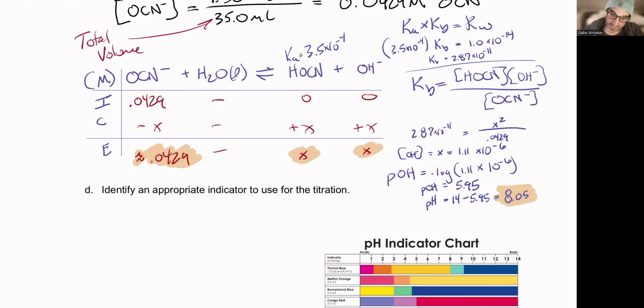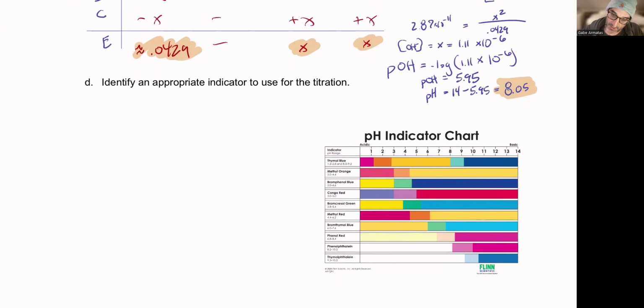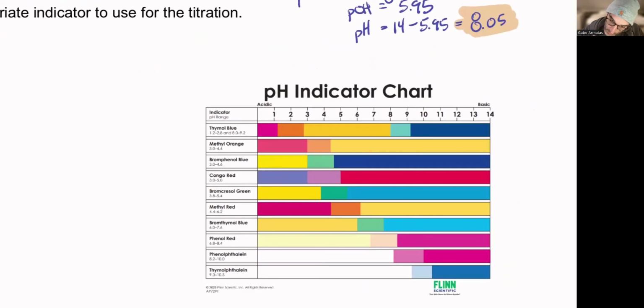Identify the appropriate indicator to use for this titration. So it looks like this occurs at 8. So let's do 8. There we go. Make sure the line is straight. Just after 8, it looks like a perfect time to use phenolphthalein. Phenol red looks like it's just before it, and there's a couple others, but it looks like thymol blue becomes green, that one would work just fine too.